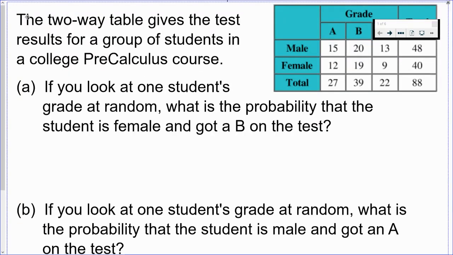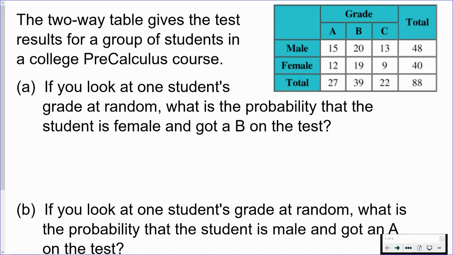Going to take a look at using two-way tables or frequency tables in order to calculate probabilities. So given here to the right is a two-way table with test results for a group of students in a college pre-calculus course. This, of course, is made up. This is not actual data from any of our courses here. So first one, if you look at one student's grade at random, what is the probability that the student is female and got a B on the test?